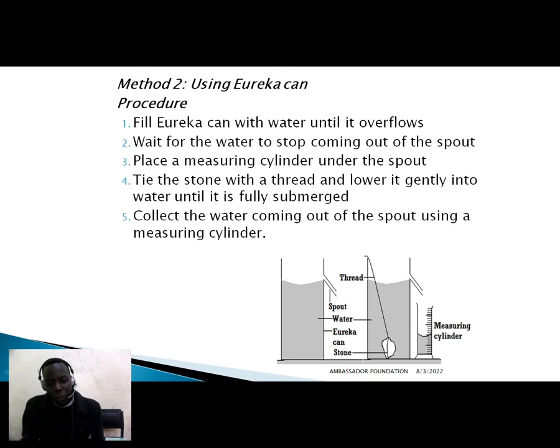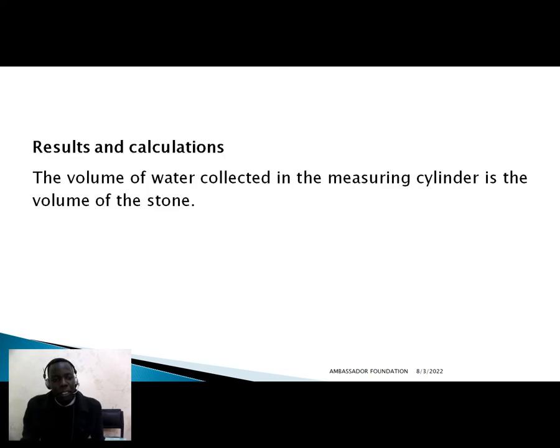First of all, we fill it with water until you allow excess to get out. After the excess has gotten out, bring a measuring cylinder and place it at the spout. Now insert the stone. When you insert the stone, what happens? It will displace excess water into the measuring cylinder. Now the volume of the water in the measuring cylinder is the same as the volume of the irregular object. That is it. That's how it will be done.